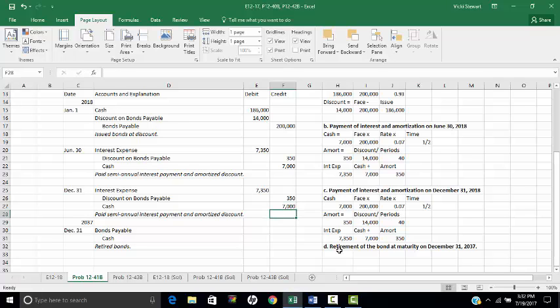The last part of this problem states to record the entry to retire the bonds at maturity on December 31st, 2037. So when we retire the bonds, we're going to debit bonds payable for the face amount, $200,000, and we're going to credit cash for $200,000 because when the bonds mature, we pay the face value to the bondholders. And that is the conclusion of the demonstration of problem 1241B.